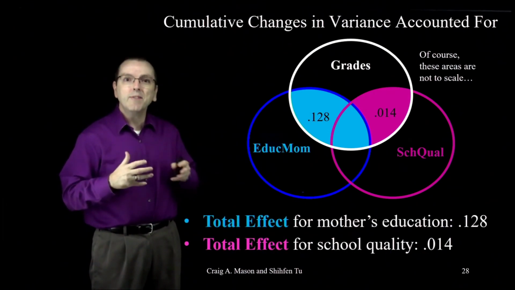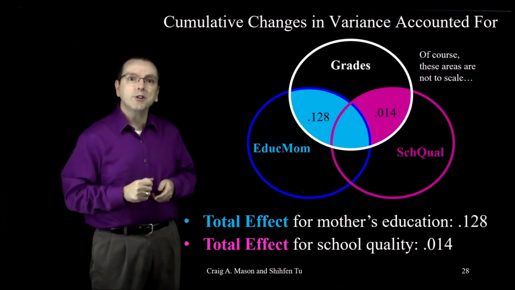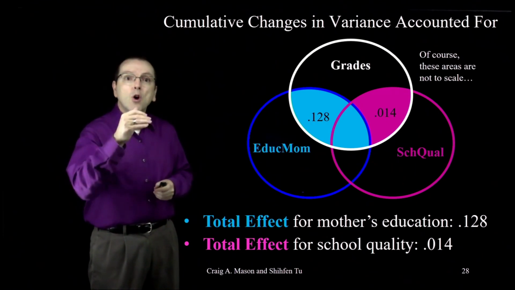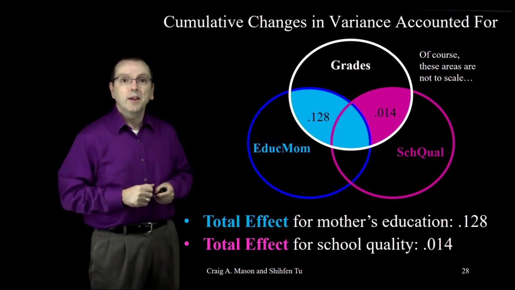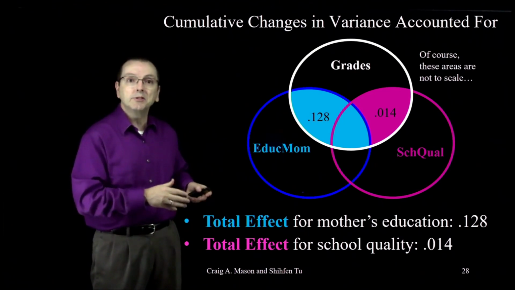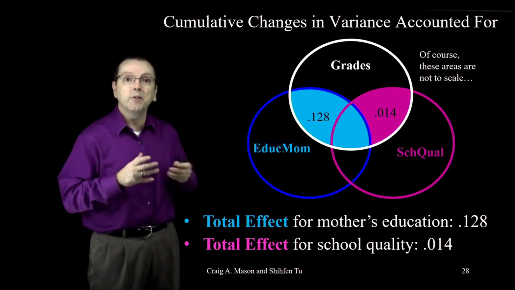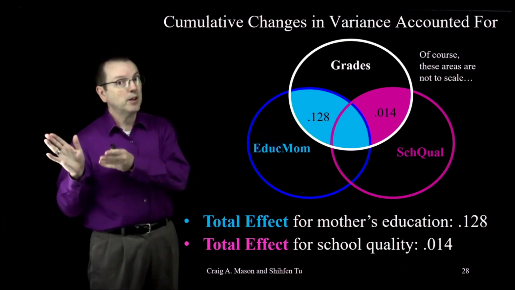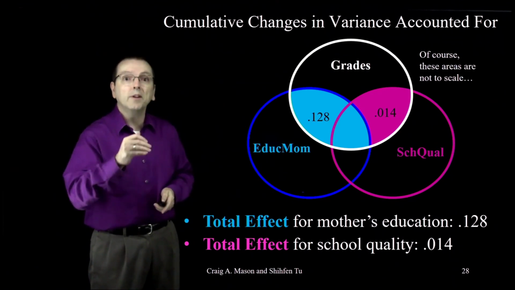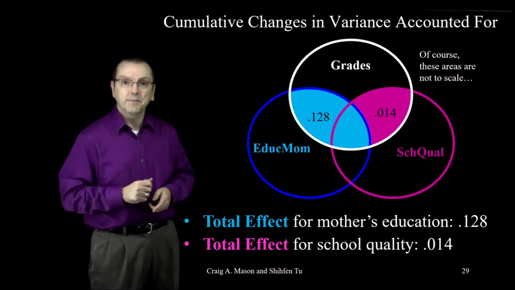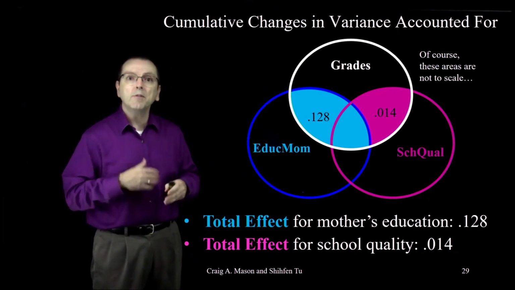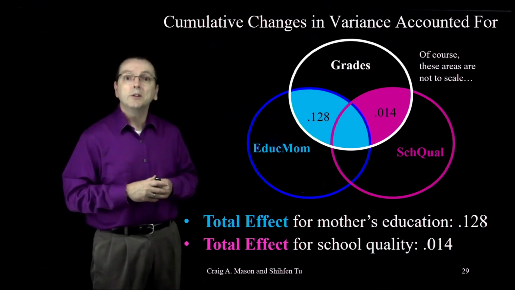Consequently, as we previously noted, the cumulative change in variance accounted for at each step of the analysis reflects the total effect of each variable. The 0.128 when we added mother's education was the total effect for mother's education. And now that 0.014 for school quality, after mom gets her due, is the total effect for school quality. Okay? Now, with that, let's stop here for now. In our next video, we'll finish our examination of Model 2, starting with the coefficients table. Okay? See you then.